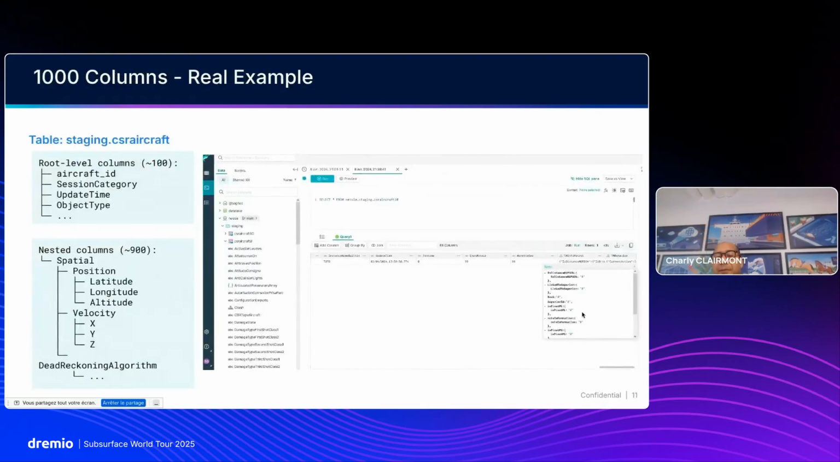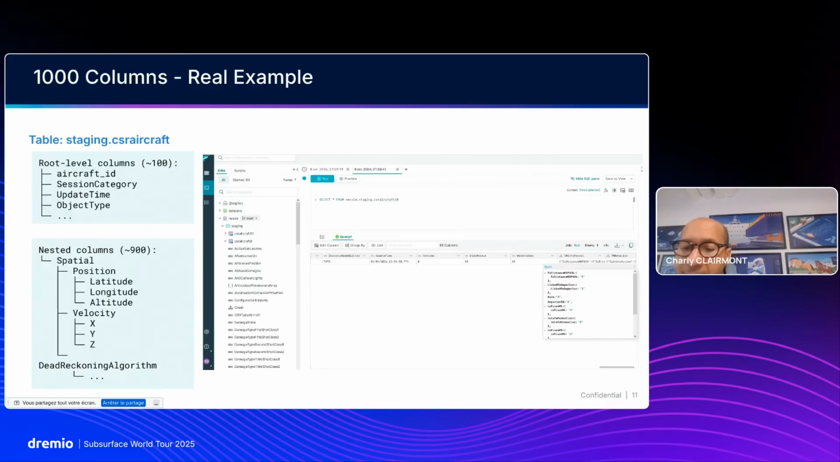And finally, with all the data in Iceberg through Latency, we could in fact query the data. Here we have a concrete example with a CSR aircraft, a table with about 100 columns at root level.